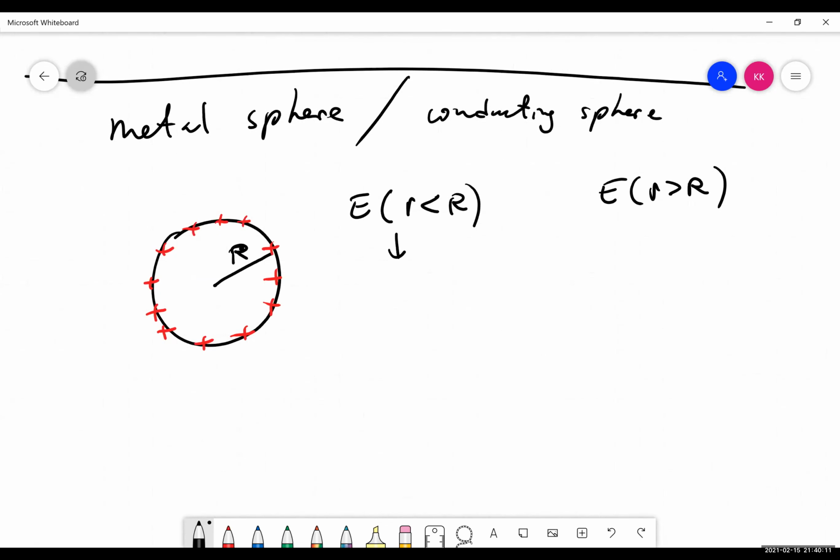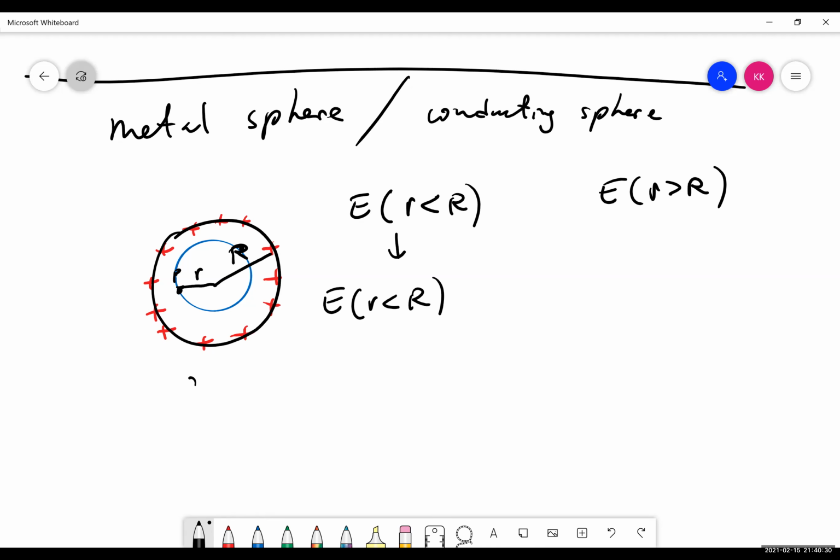Let's look at this one first. Electric field when r is less than the radius. That means I want to find the electric field at some point P over here. Well, what I do here is I draw my Gaussian surface, a concentric sphere, such that point P is on it, so my Gaussian sphere has radius r.